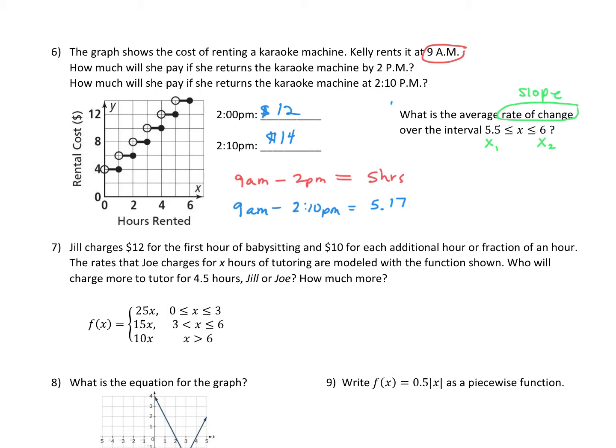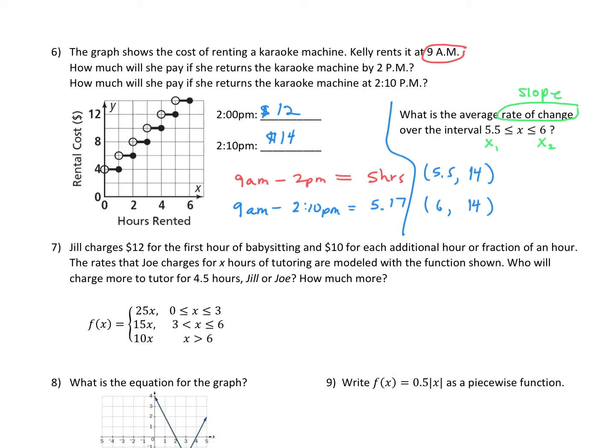We have 5.5, comma, we'll have to see what the y value is. Then we have 6, comma, and then see what the y value is. So let's go to 5.5 for the x. So over 1, 2, 3, 4, 5.5. We go up to our function, that's 14. And then let's go over to 6 on the x-axis, 1, 2, 3, 4, 5, 6. Go up to our function. It's a closed circle, so it will include it, and that is also a 14.